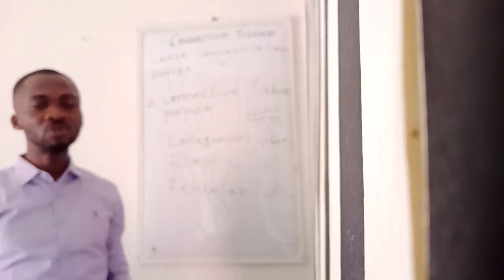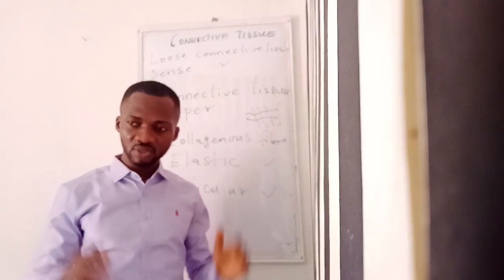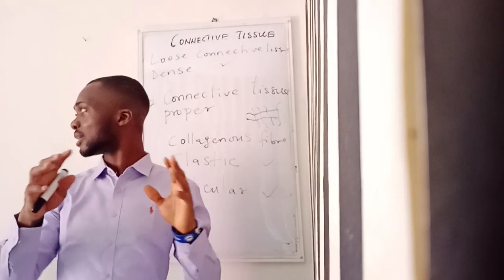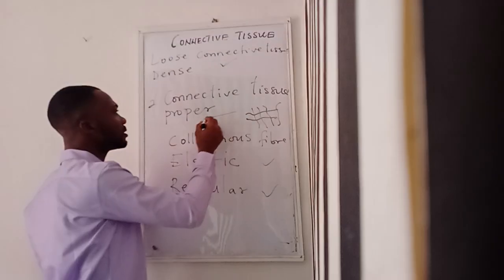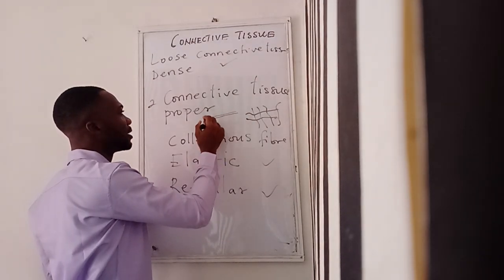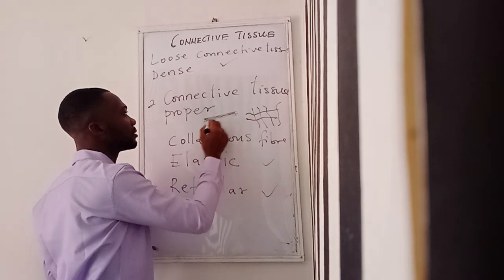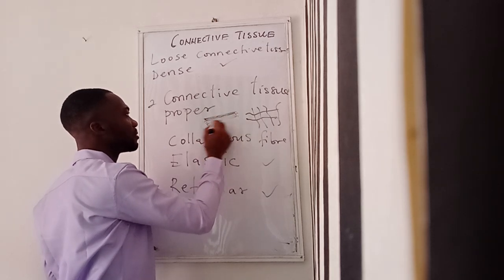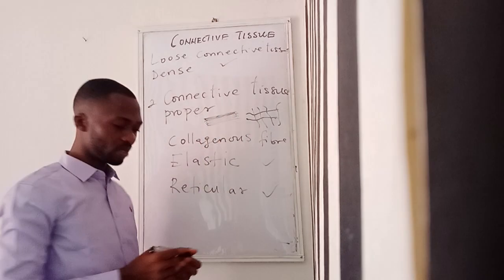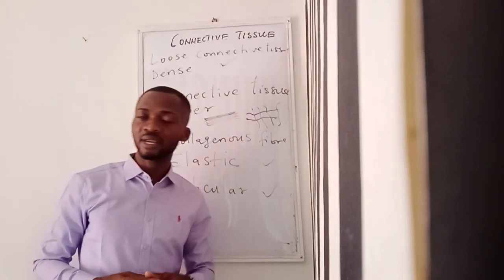Now, the difference between loose connective tissue and dense connective tissue is the fact that in dense connective tissue, the fibers are tightly and closely packed together. So that is what we call dense connective tissue.